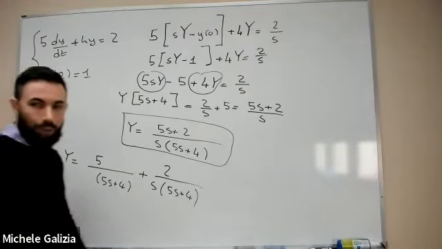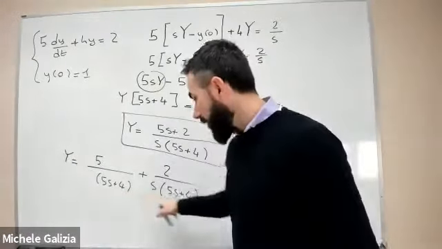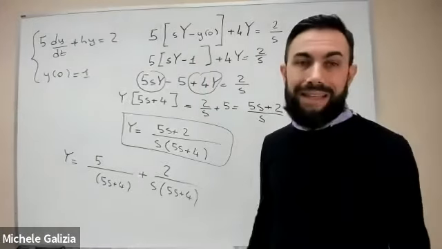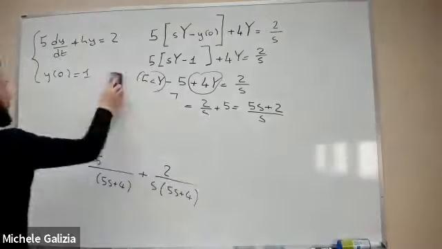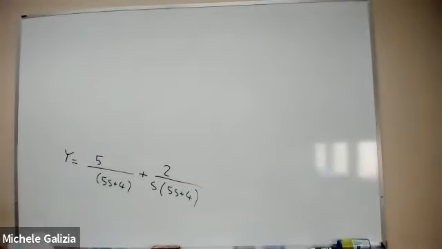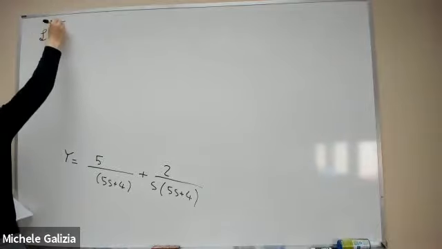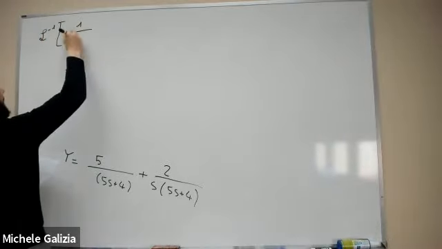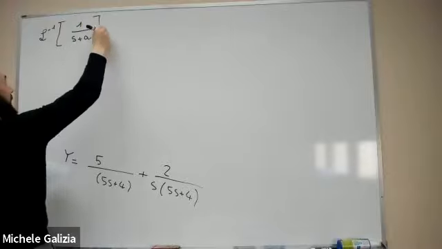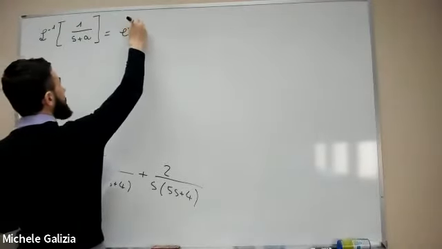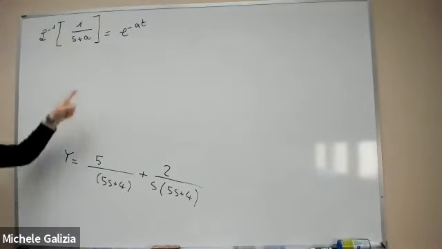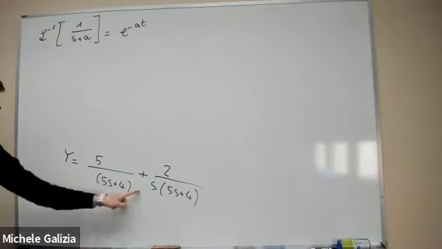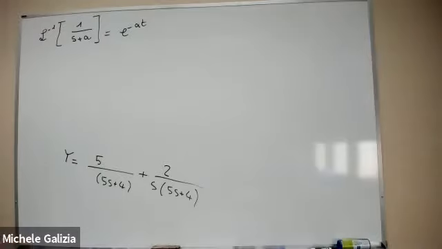Now, if you look at your tables, can you recognize similar expressions in your tables directly to make the anti-transformation? I think so. And let's see this together. So you can see in the table that the anti-transform of 1 divided by s plus a is equal to the exponential of minus at. So does this expression here, 1 over s plus a, resemble this one? Yes or not? Totally. We have just to do some manipulation.